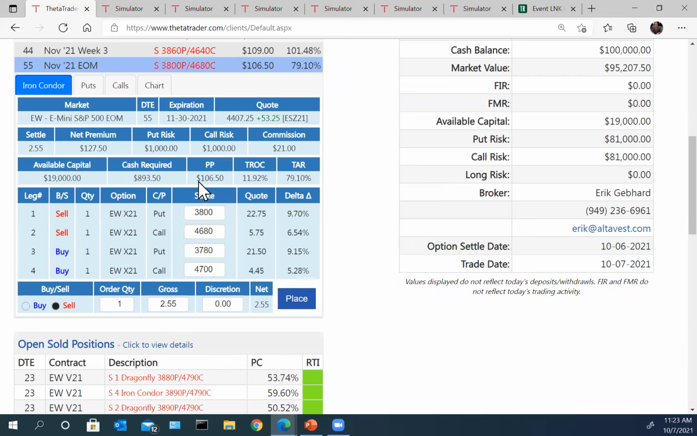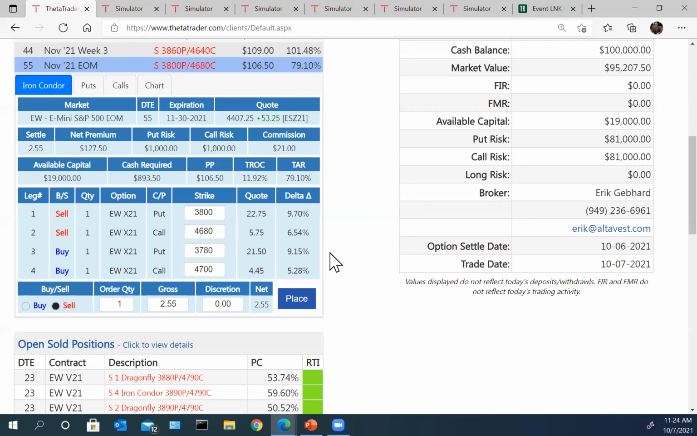And I want to point out a couple things here. So the cash required is just under $900. Your maximum profit is just over $100. And that seems like it's asymmetric and not favorable. But keep in mind, look at the put here that you're selling. A 3,800 put, the delta is 9.7. So that means there's over a 90% probability that this put is going to expire out of the money.